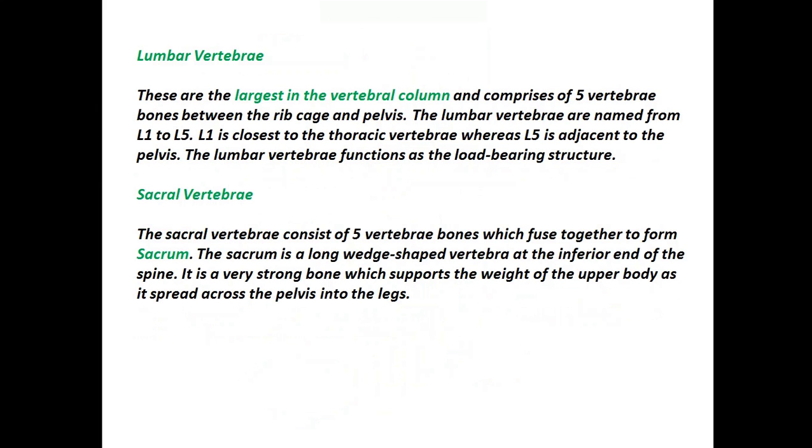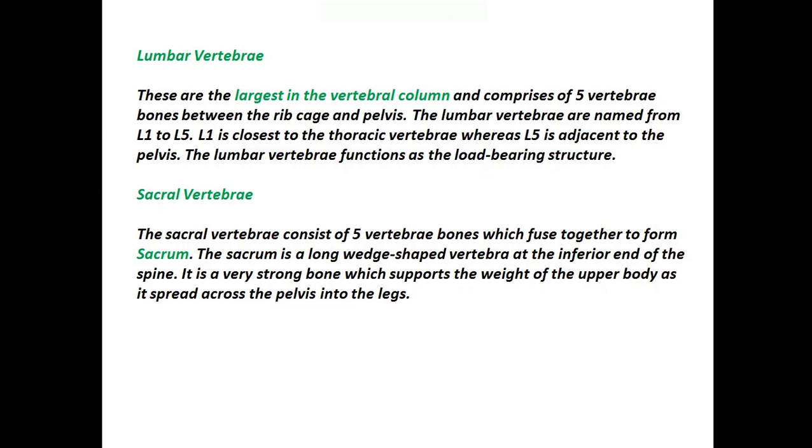Next is the lumbar vertebrae. These are the largest in the vertebral column, and comprise 5 vertebrae bones between the rib cage and pelvis. The lumbar vertebrae are named from L1 to L5. L1 is closest to the thoracic vertebrae whereas L5 is adjacent to the pelvis. The lumbar vertebrae function as the load-bearing structure.